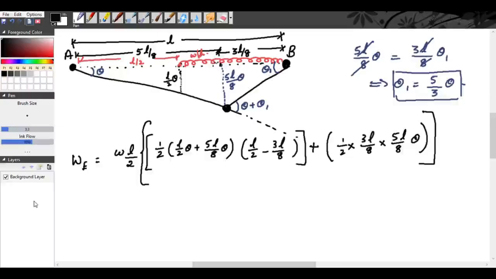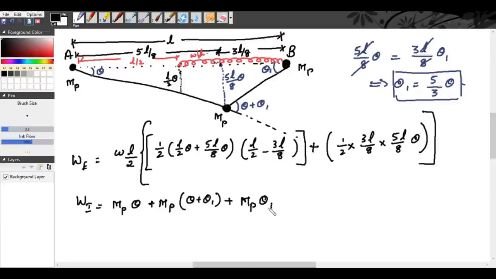Now, what is your internal work done? This is your external work done. Internal work done will be equal to, everywhere it is MP, right? Here you have MP, here you have MP, here you have MP. So MP into theta plus MP into theta plus theta 1 plus MP into theta 1.